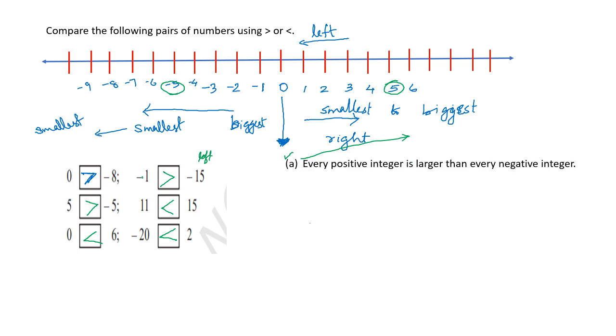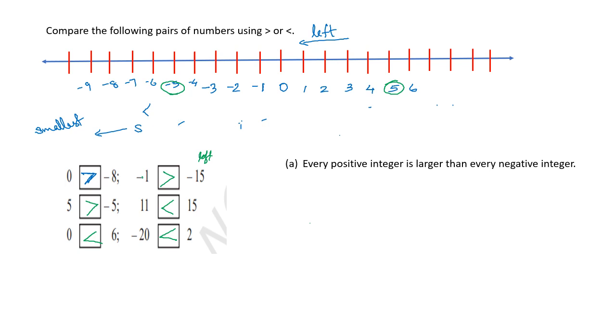Now, from all these things, what have we learned? Every positive integer is larger than every negative integer. Over here you can see, I'll rub off all these things and then we can speak. So what have we got here? Every positive integer is larger than every negative integer. I've told you already that as you move towards the right, it becomes bigger and bigger. So all positive integers are towards the right of 0.